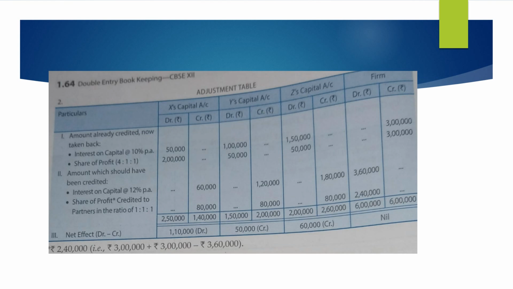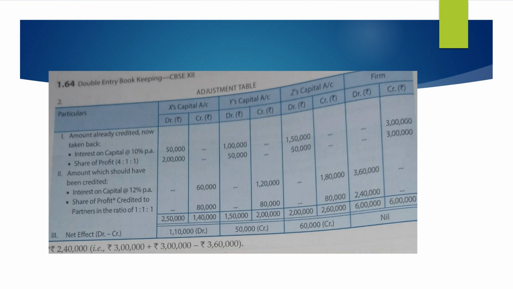So interest on capital at 10% will be 50,000, 1 lakh and 1 lakh 50,000. The firm credits rupees 3 lakh in its account. Share of profit will be 2 lakh, 50,000, 50,000. The firm credits 3 lakh in its account. Now we are supposed to do the rectification entry. The correct entry is interest on capital at 12%. Now it is an income for X, Y and Z, which will be 60,000, 1 lakh 20,000 and 1 lakh 80,000, and it is an expense for the firm, that is 3 lakh 60,000.